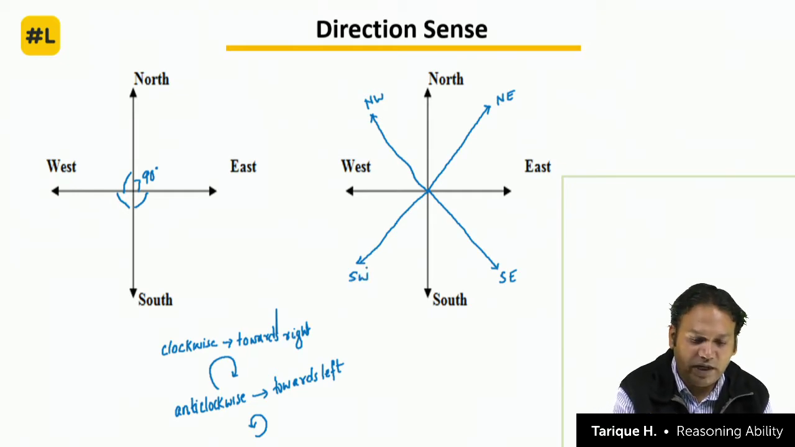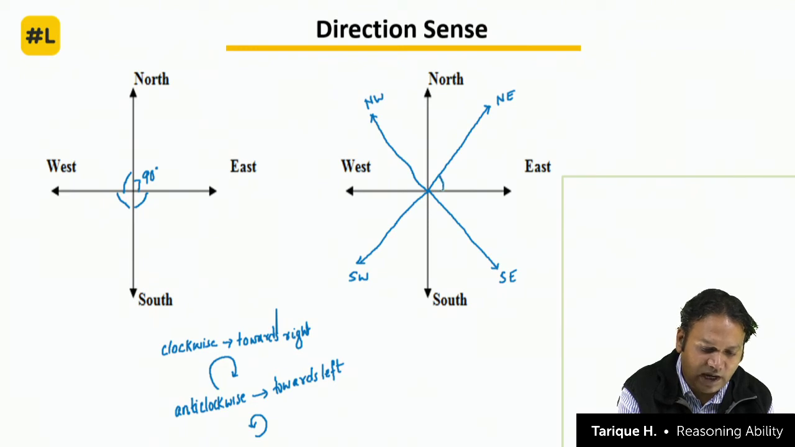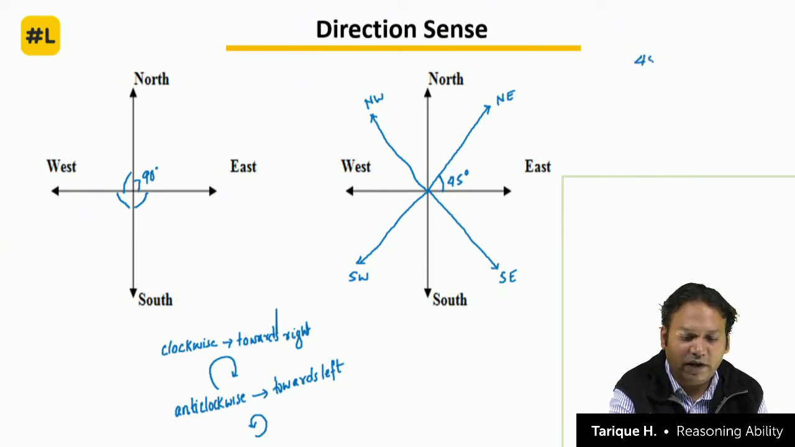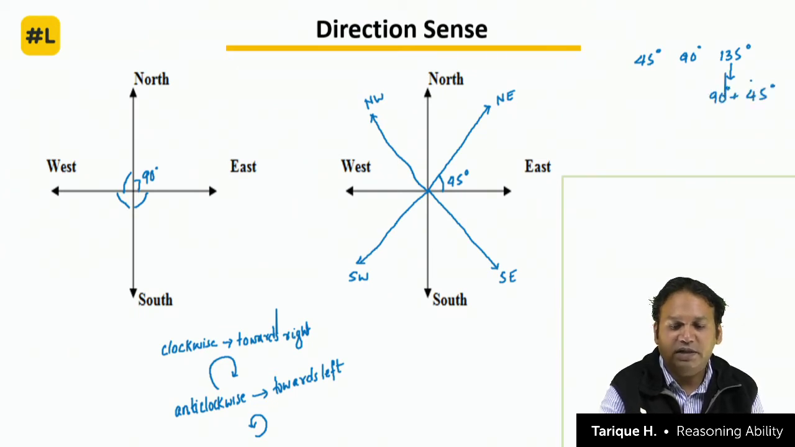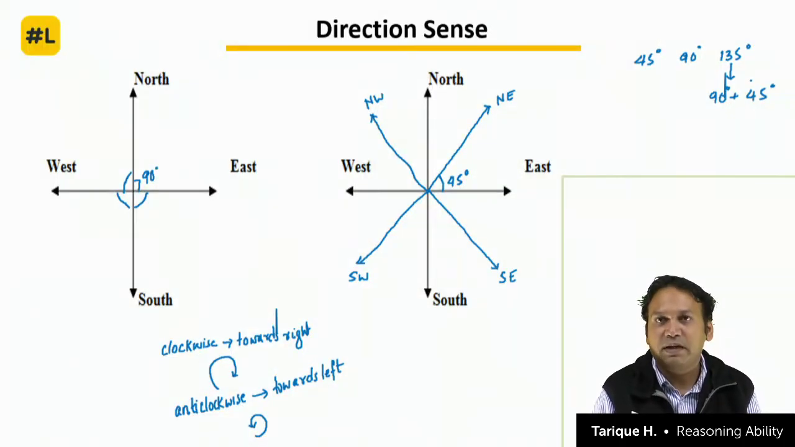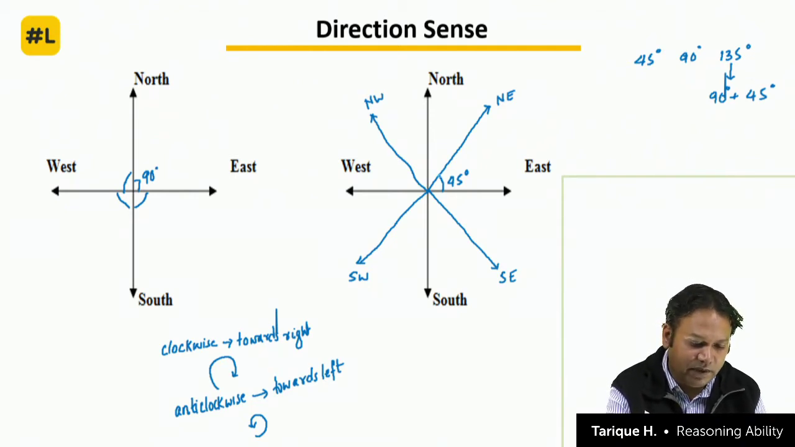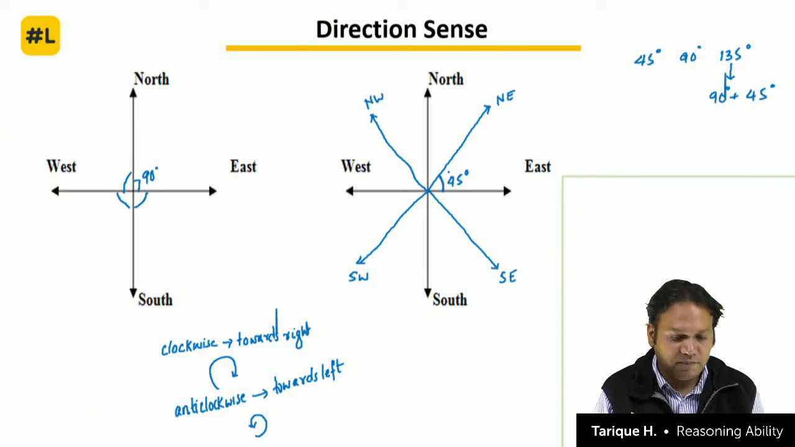Northeast, between north and east we have northeast, and we know the angle between any of these two directions is 45 degrees. We should understand the multiples of 45: 45 degrees, 90 degrees, 135 degrees, right. So 135 degrees will be 90 degrees plus 45 degrees. If someone tells you that a person turned 135 degrees in the clockwise direction, you should understand what it means, clear. So the angle between the main directions is 90 degrees and the angle between the sub directions is 45 degrees.